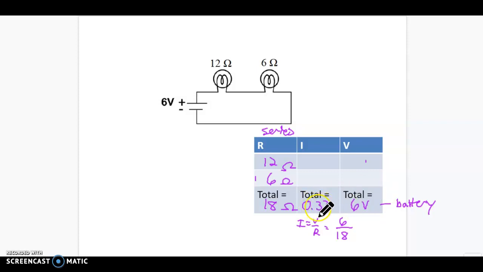So this is kind of what I get. I'm just going to use 2 or 3 decimals. That's fine. But now it's like, well, I can't solve out for these things quite yet, but because it's a series, I know that current is the same. So if this is 0.33, everything's 0.33 amps.